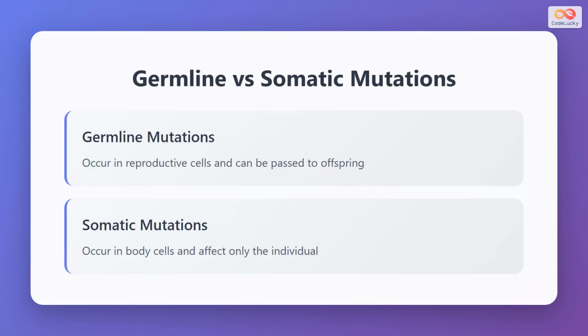The location where a mutation occurs determines whether it can be inherited. Germline mutations occur in reproductive cells, specifically sperm and egg cells. Because these mutations are present in reproductive cells, they can be passed from parents to their offspring and will be present in every cell of the offspring's body. In contrast, somatic mutations occur in body cells that are not involved in reproduction. These mutations affect only the individual in which they occur and cannot be transmitted to the next generation. Many cancers arise from somatic mutations.